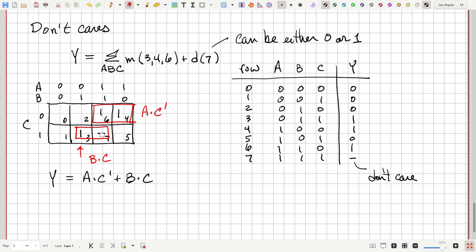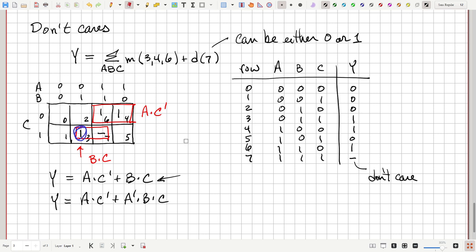Now, if we instead chose to treat this don't care as a 0, then we couldn't put it in this block. And in that case, we would have to just code this single cell by itself and write Y equals A and not C. That's this 1x2 block. And then this single cell, what would it be? A is 0, B is 1, C is 1. So that's not A, and B, and C. Okay, and we see that that logic function is not as simple as the first one. All right, we have more operations. So we would prefer the first one.